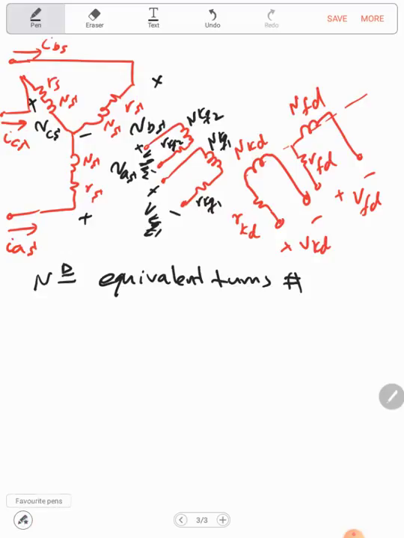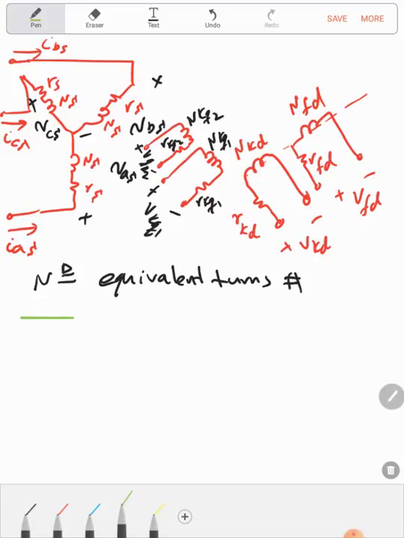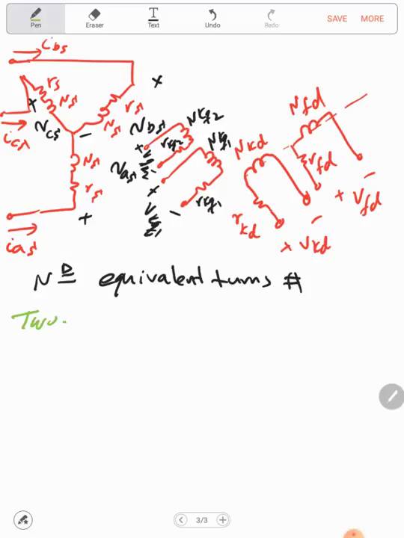So this is actually a 2-pole 3-phase Y connected or star connected, let's say, salient pole synchronous machine.